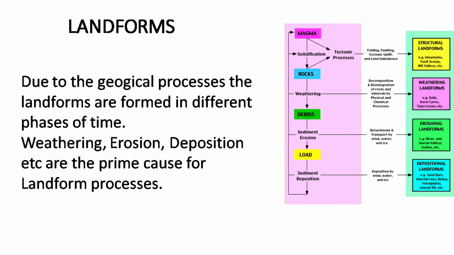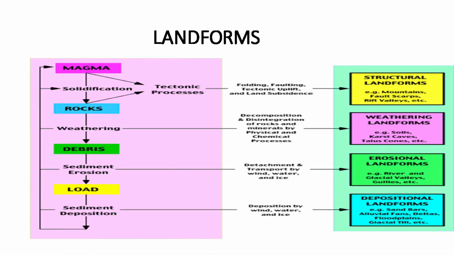It is said that because of geological processes and differences in geological evidence, these landforms have been formed in different phases of time. Similarly, other processes like weathering, erosion and deposition also contribute to forming different types of landforms. Various scientists have attempted to explain the formation of these landforms.